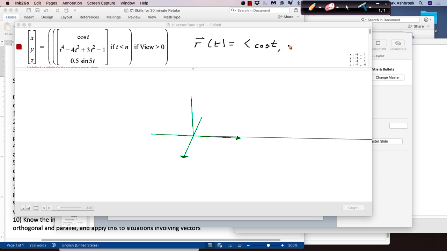So here's this. I've got a cosine for my x component, this polynomial for the y, and then for the z component, 1/2 sine 5t.